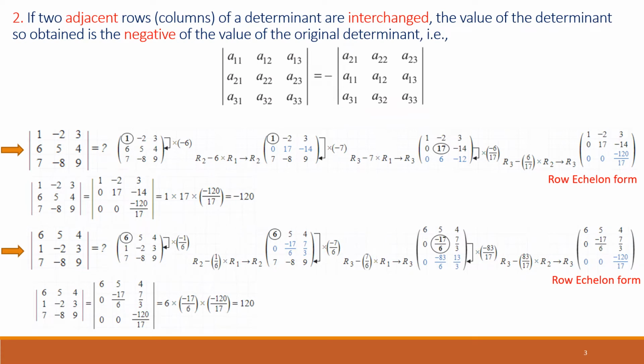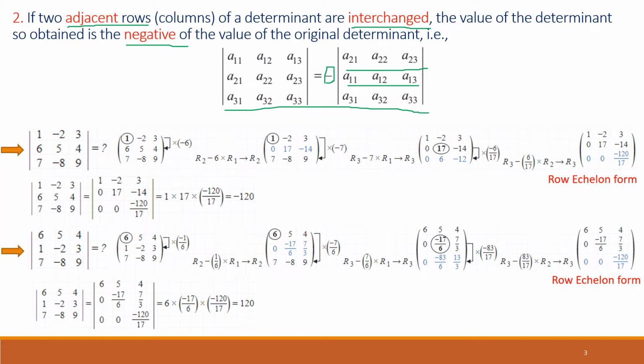Property 2. If two adjacent rows or columns of a determinant are interchanged, the value of the determinant obtained is the negative of the value of the original determinant, such that this general determinant. Here we can see that in this determinant we have interchanged row 1 with row 2. So the answer would be the negative of the original determinant.